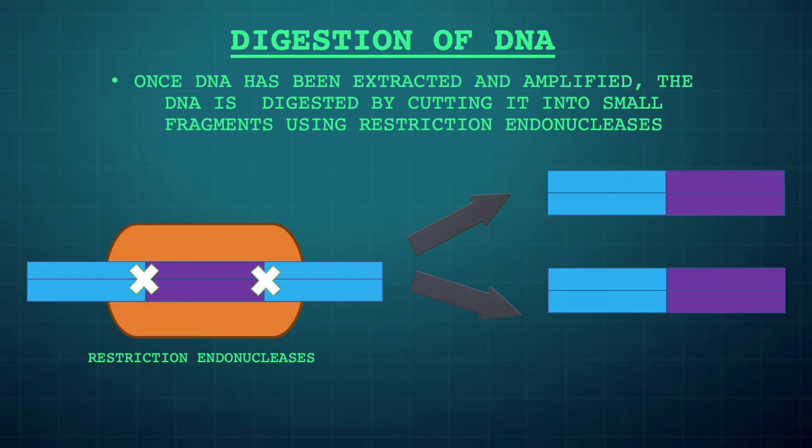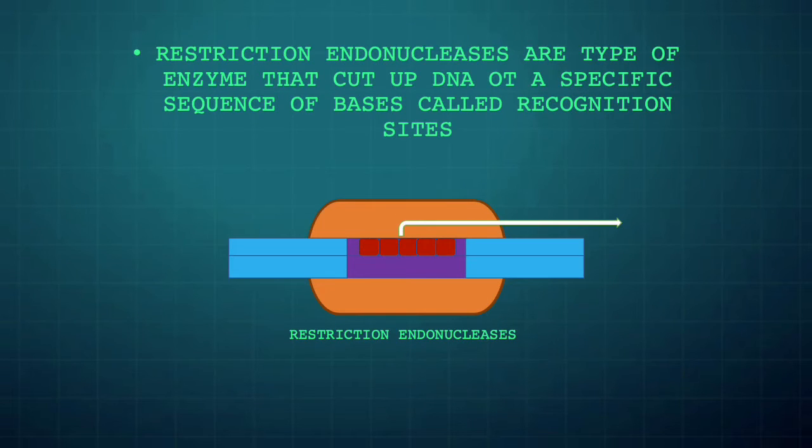Remember, every DNA is a very long molecule and is so long that it will be inefficient to work the reaction on one messy molecule. So we cut it up into sections to make it more manageable, and the enzymes that do this are known as restriction endonucleases. By definition, restriction endonucleases are a type of enzyme that cut up DNA at a specific sequence of bases known as recognition sites.